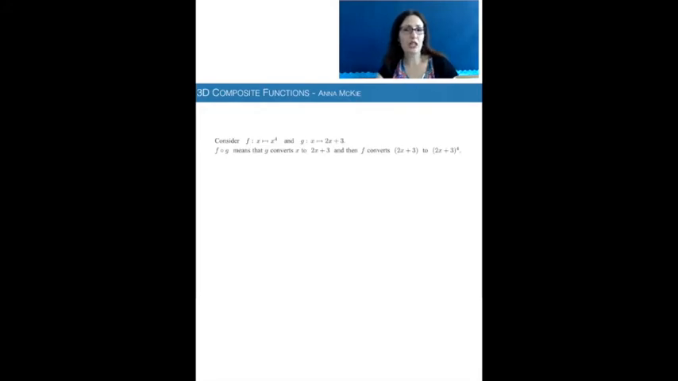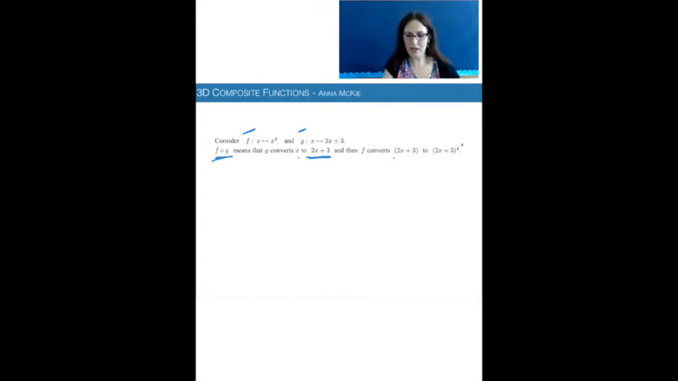So composite meaning two things that are coming together to make up one function. So two functions together in this case. So consider this. If we have our f function here, we've got x mapping onto x to the power of 4, and a g function where x is mapping onto 2x plus 3. So what we have written here looks like fog, but it means f of g of x. It means that g converts this 2x plus 3 and then converts into our f function. Once we start to get into some examples, that'll make more sense.